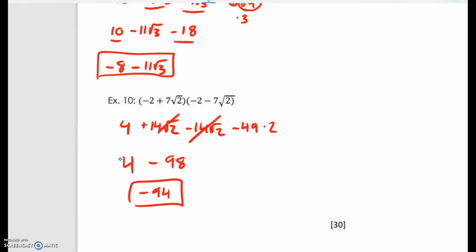The reason why this one simplifies so far is because these two are conjugates, and that's something that we've learned in the past, and we will be using conjugates here in the next video. Alright, so let's move to the next page.